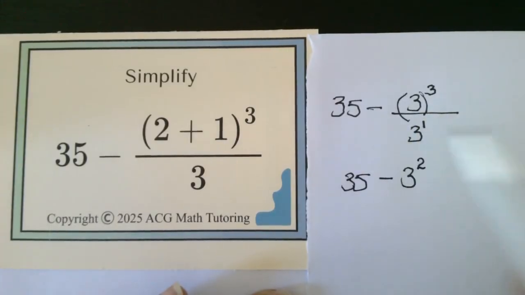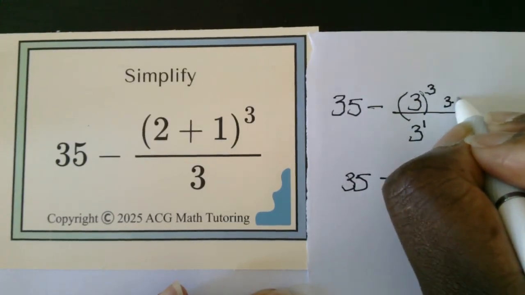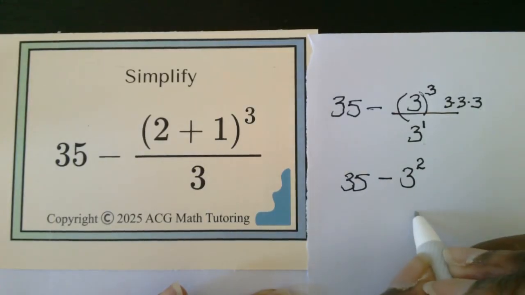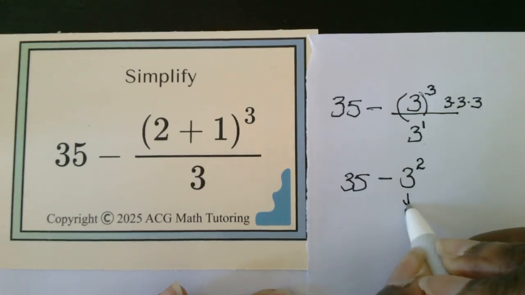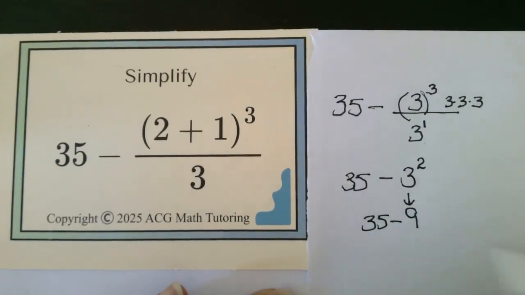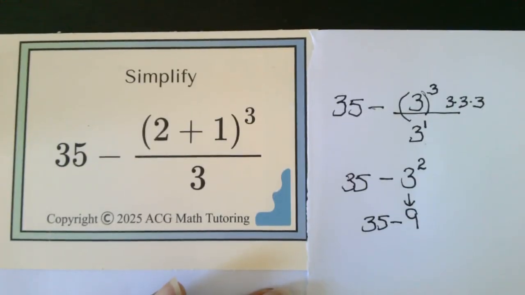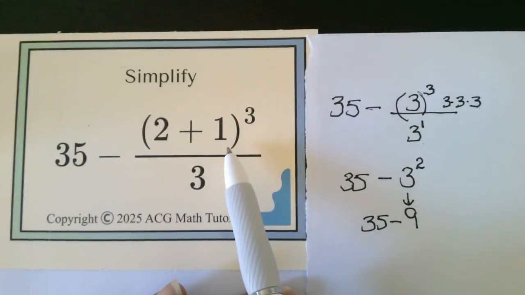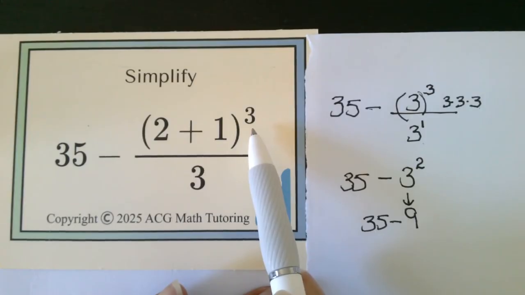Now if you want to see it in full throttle, 3 cubed is the same as saying 3 times 3 times 3. And 3 times 3 times 3 gives me 27. And 27 divided by 3 gives me 9, which is exactly the same as 3 squared. Okay. Yep, we did parentheses before exponents. So that's where this 3 came from, 2 plus 1. Then if you want to do 3 cubed, you get 27.